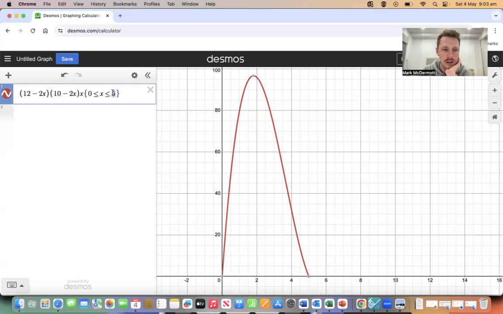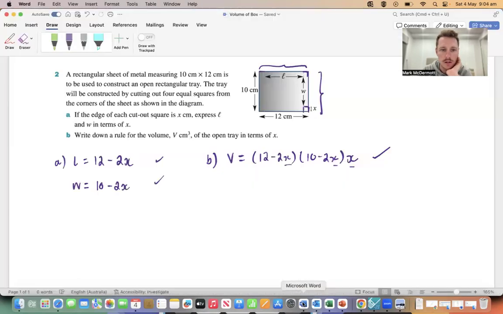It should make sense that x can only be a maximum of 5, because if we go back to the question, this length here is 10. So if you were to cut 5 out from both sides of this width of this side of the box, you'd be cutting out the whole box and you wouldn't have a box anymore. So the maximum value that x can be is 5.